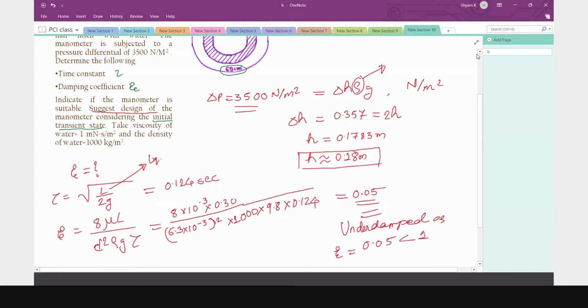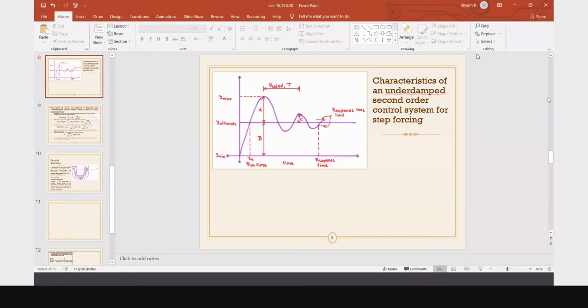Now you know this, so you should remember this picture. This is an underdamped system. If it is an underdamped system and there is a step change, then it will behave like this one. So you just remember this diagram, and this diagram gives us the information about the nature of the output.